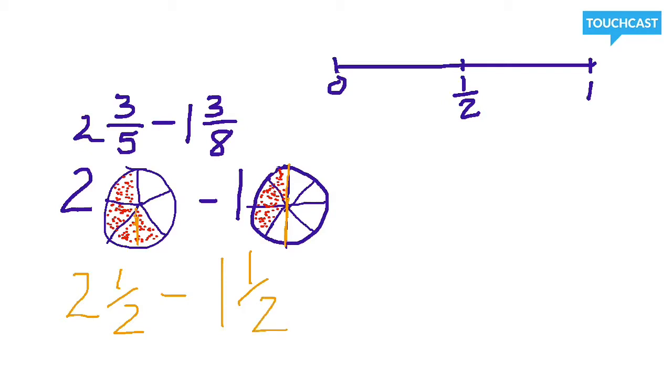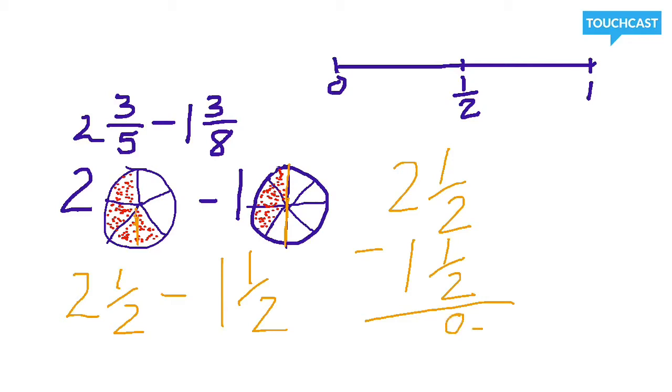So now you can set up your problem as 2 1/2 minus 1 1/2. Your denominators are now the same, and 1/2 minus 1/2 is 0 halves, and 2 minus 1 is 1. Well, when you have 0 halves, you can say that you basically have no halves, so you don't have to write that at all, and your final answer then would be 1. And that is your final answer for that problem.